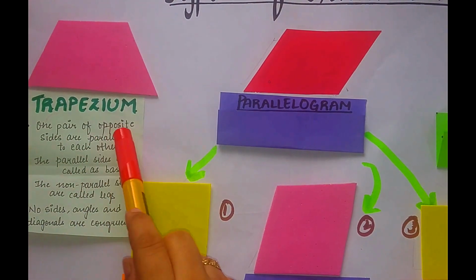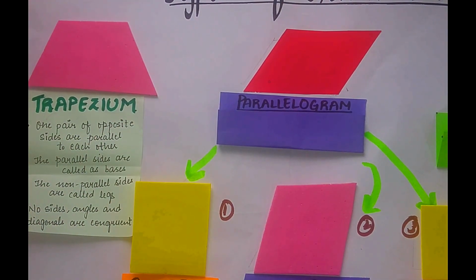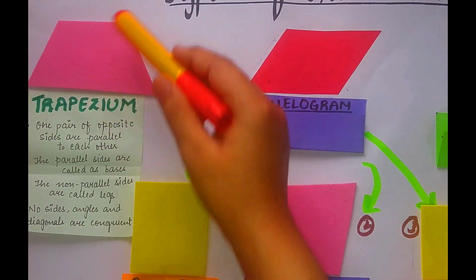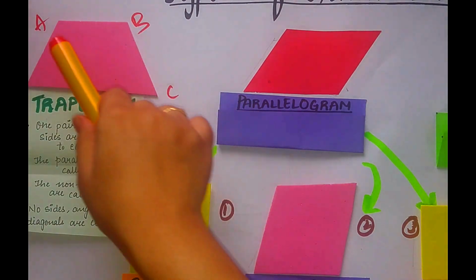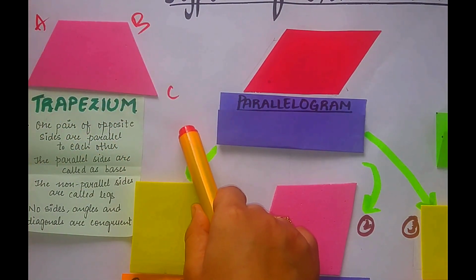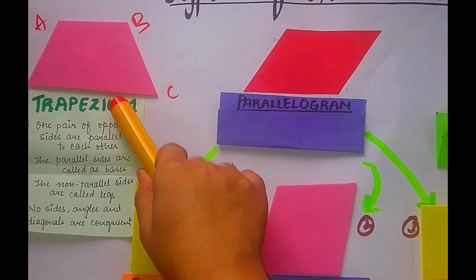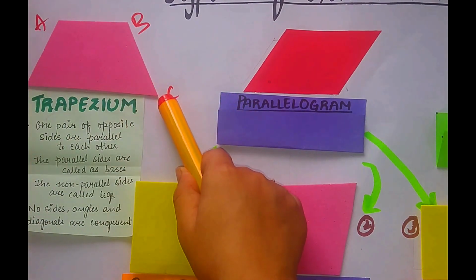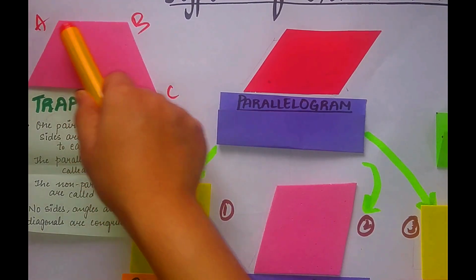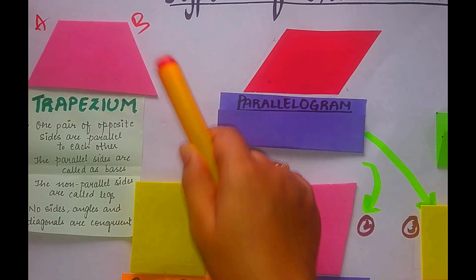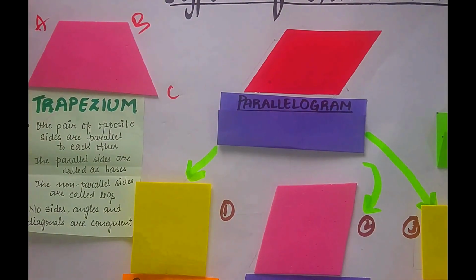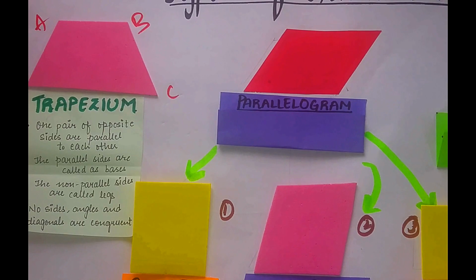So students, this is a trapezium. In a trapezium, one pair of opposite sides is parallel. Like here, if we name them A, B, C and D, then AB is parallel to DC. The parallel sides are called bases and the non-parallel sides are called legs. So here AB and DC are called bases, and AD and BC are called legs. And in a trapezium, no sides, no angles and no diagonals are congruent. Means no sides or angles or diagonals are equal in a trapezium.